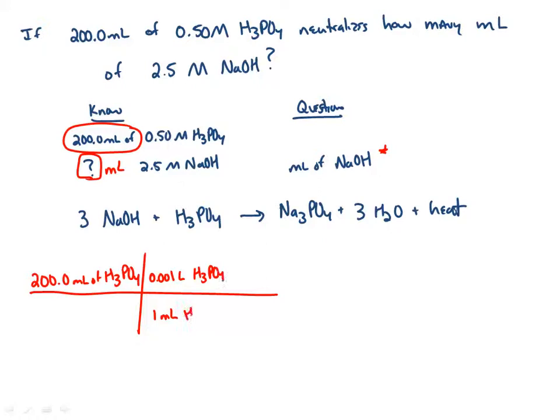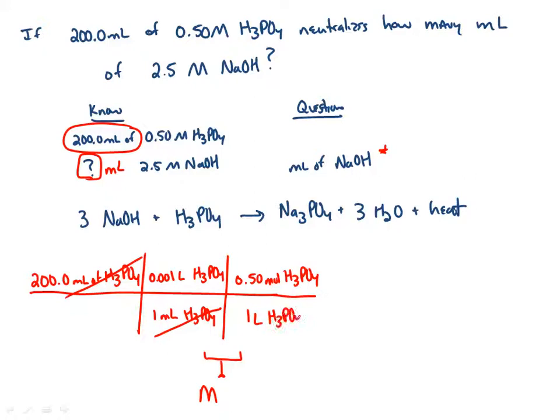We get tired of writing that one too, I know, but we have to do it. It's just tedious, but that's okay. And so, again, our first step in any problem is to convert to moles, right? And so I'm converting to moles using my molarity conversion factor. I know that I have 0.50 moles of H3PO4 is 1 liter of H3PO4.